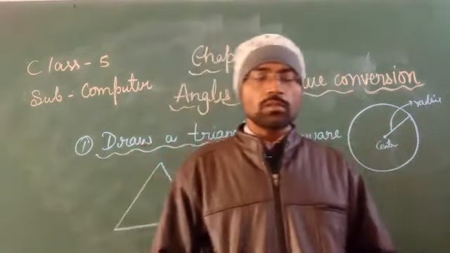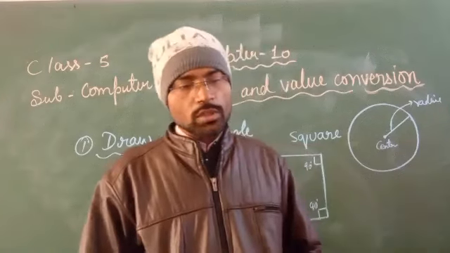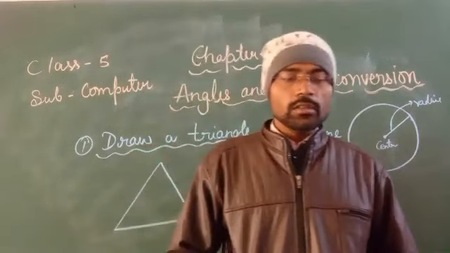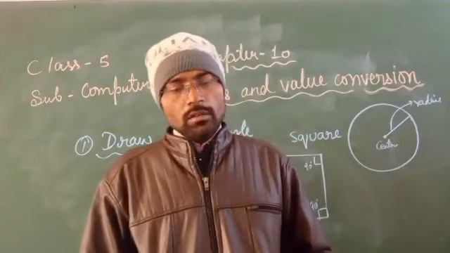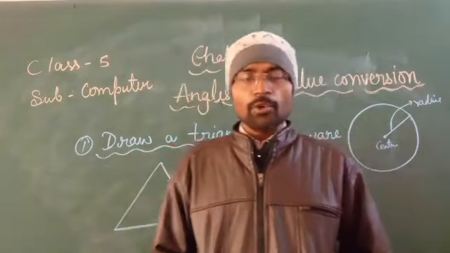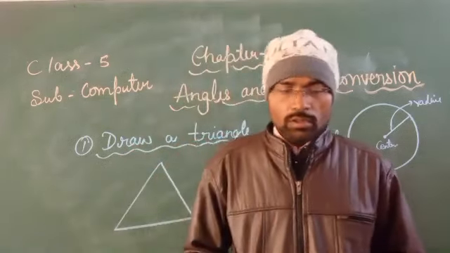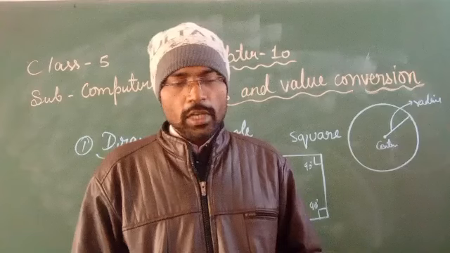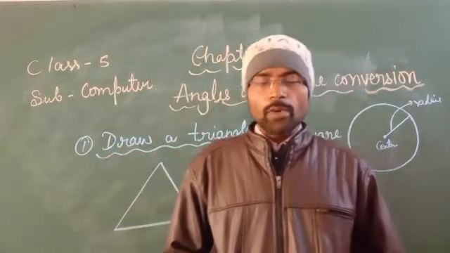Next is float. Float is also a value. Floats are numbers that are written with a decimal point in them. For example, 3.4, minus 4.32. Such types of data you can write using float values.